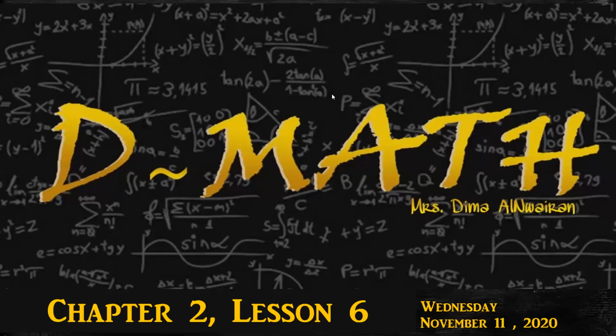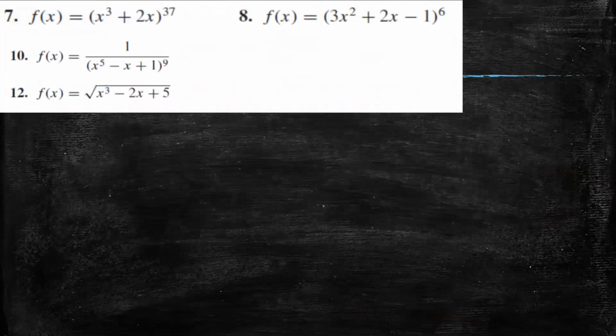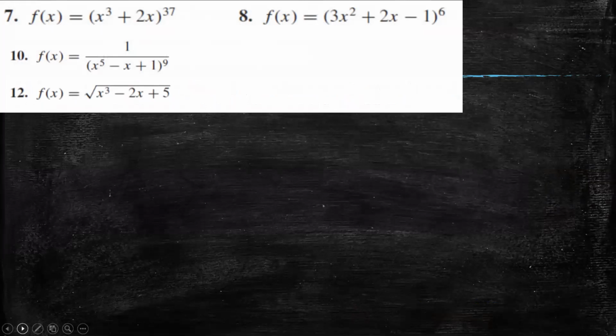We started talking about chapter 2, lesson 6, which is the chain rule. And we said that if we have complicated functions and we want to find the derivative of this function, we will use a theorem we called the chain rule. We solved these examples. Let's remind ourselves of this chain rule.